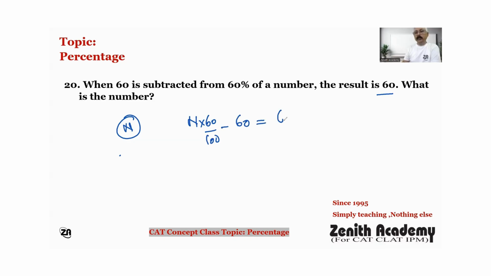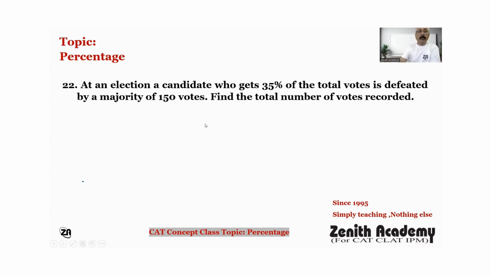The result is equal to 60. So it's 60, 61, 20, and this n 60 by 100, it is 2 n is equal to 200. Got it? These are simple, tiny questions. Okay, now let's see the next question.